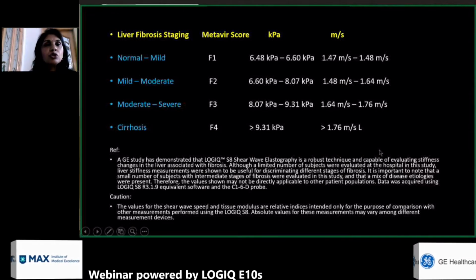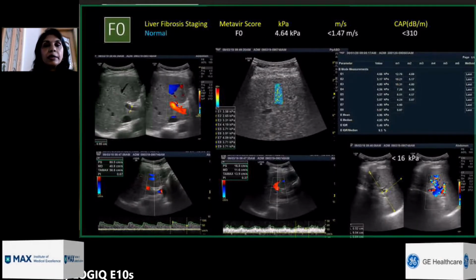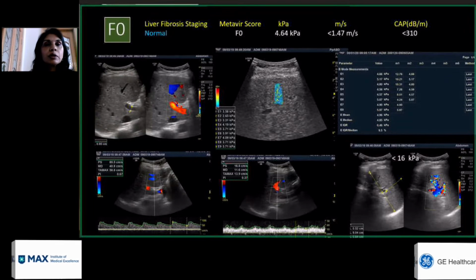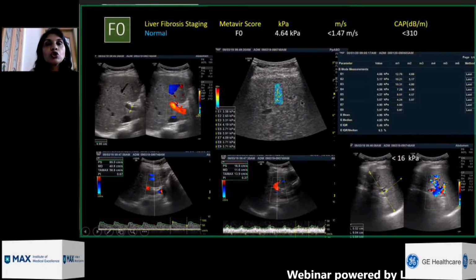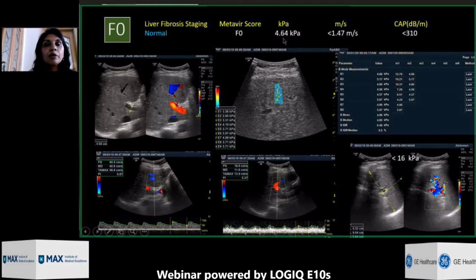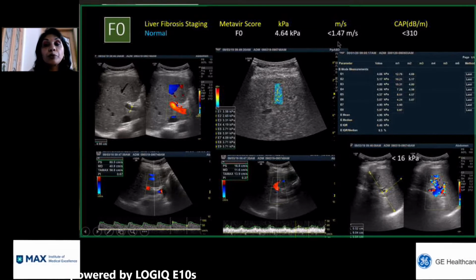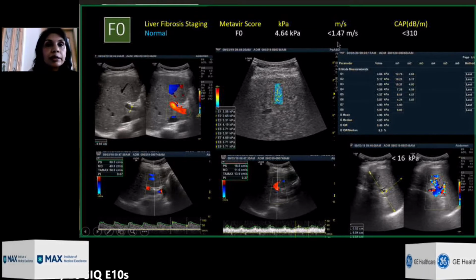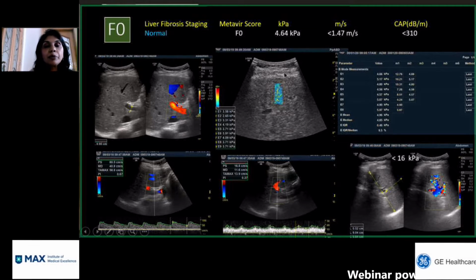So let me now just walk you through some case studies to elaborate on what we are saying here. Here was a lady who was diagnosed as NAFLD grade 1, and this patient showed a Metavir score of F0. Why? Because the kPa was 4.64 and the mean velocity was less than 1.47, which was absolutely great.